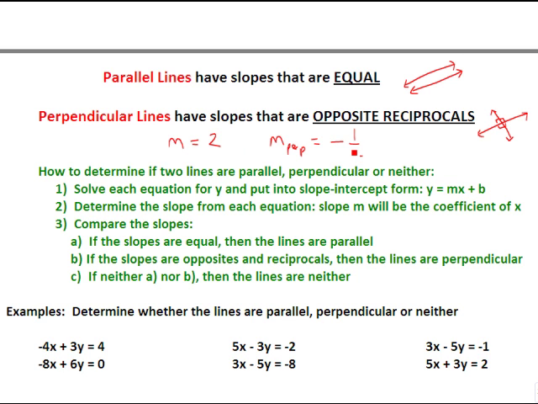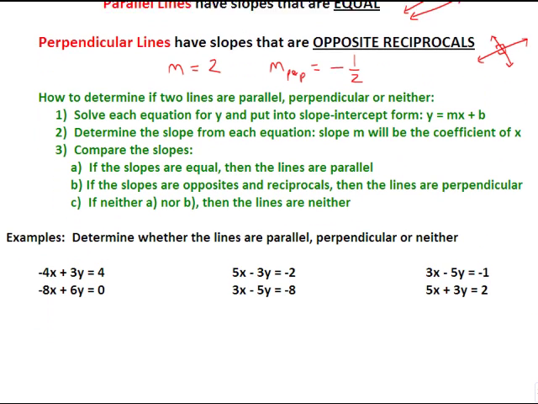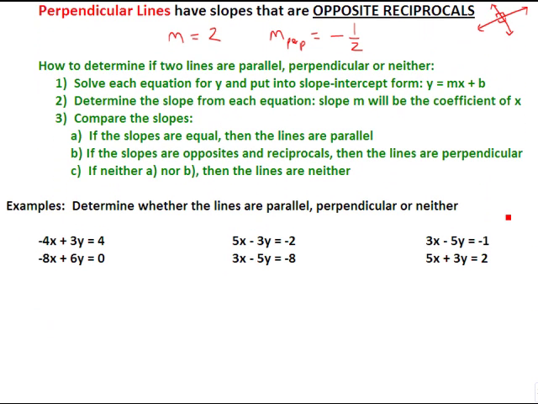Switch the sign and flip it over. Okay, so a very common example and question that you're going to be asked is to be able to tell whether or not two equations are parallel, perpendicular, or neither.